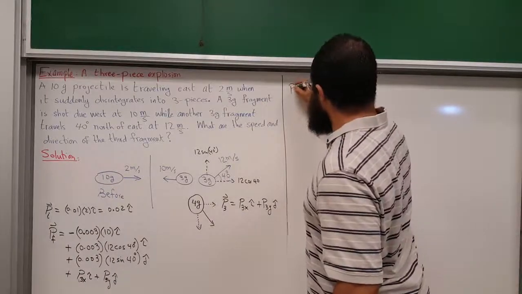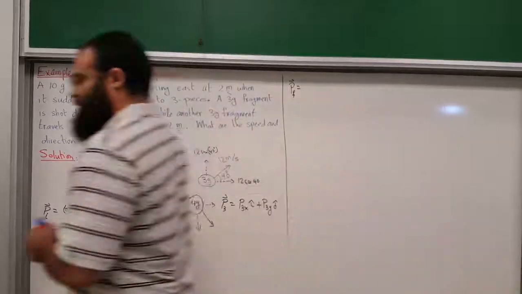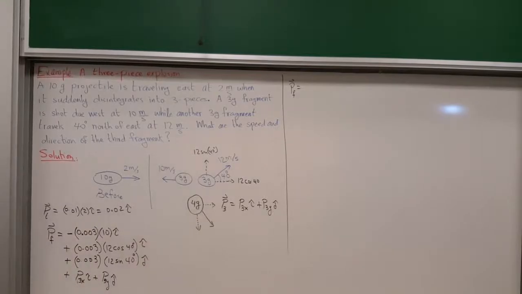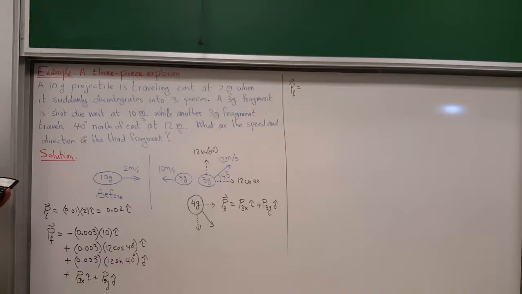So we get P final, let's add them. We need probably a calculator here. Let me get my calculator just to make life easier. Let's add the i hats together. You get negative 0.003 times 10 plus 0.003 times 12 times cosine of 40 plus 0.003 times 12 times the cosine of 40. So that gives me, I'm going to write that down in the x direction.